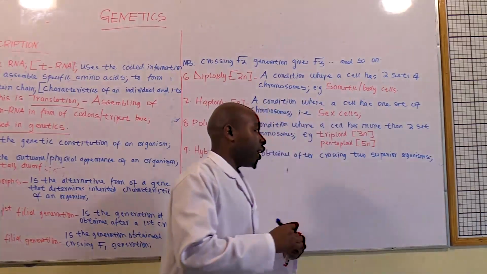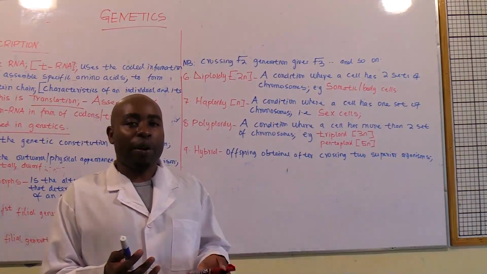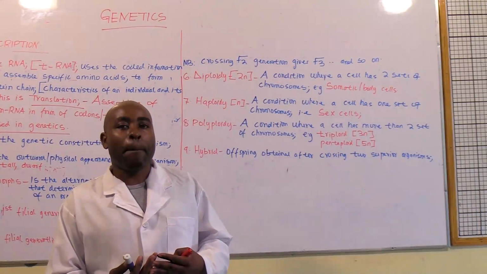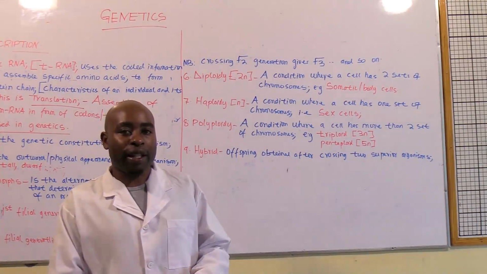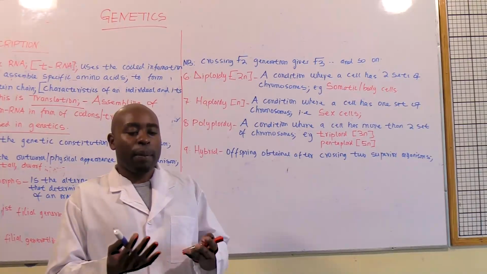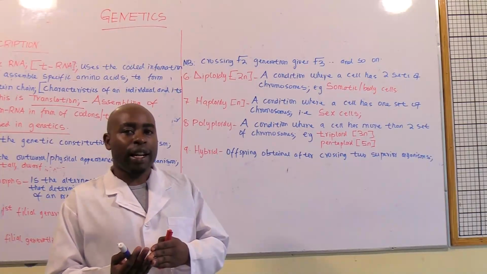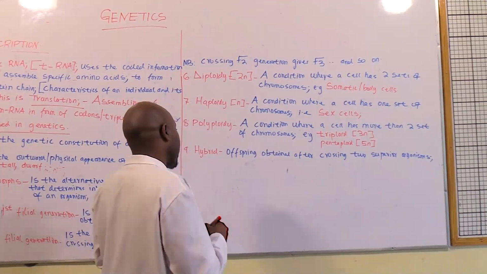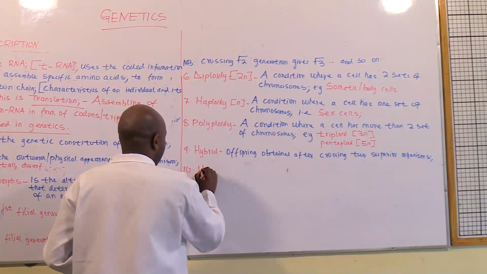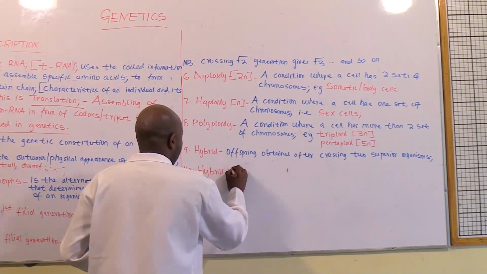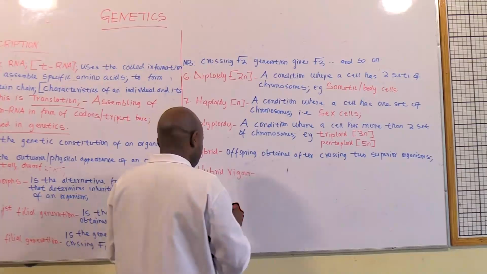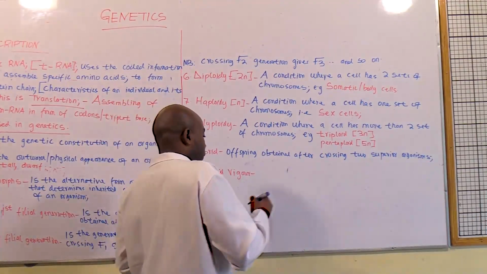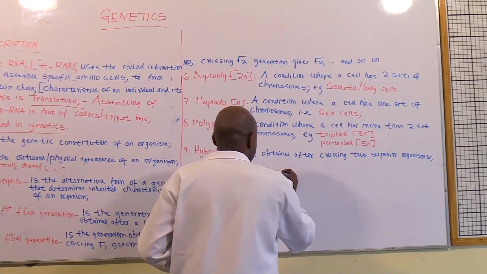Therefore, in case two organisms that are of much higher quality are crossed, then the resulting offspring will be having much improved qualities as compared to the parent. So that offspring is now the hybrid. So this increased performance that is normally portrayed from this hybrid is now what is called hybrid vigor. So number 10, we have hybrid vigor.